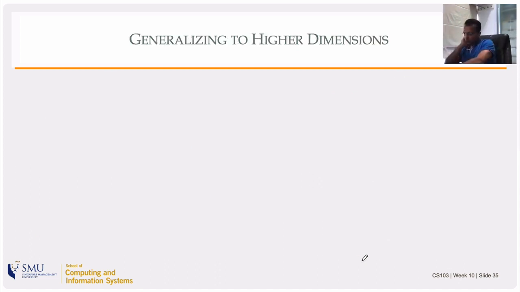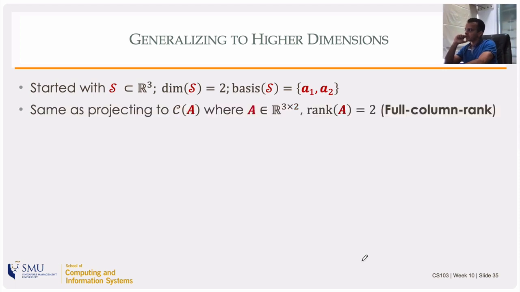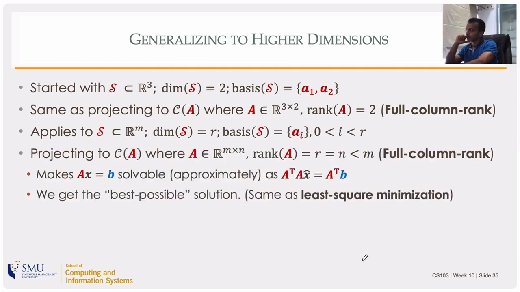Quite neat. So now we were working with a two-dimensional subspace in 3 dimensions, but we can actually generalize this. This is actually the same as projecting to the column space of A, where A was a 3 by 2 matrix, a full column rank tall matrix, but it applies to any matrix that is full column rank with more rows than columns. So in order to make Ax equal to B solvable for A a member of R m by n, all you have to do is multiply both sides by A transpose, which is what you really have to remember.